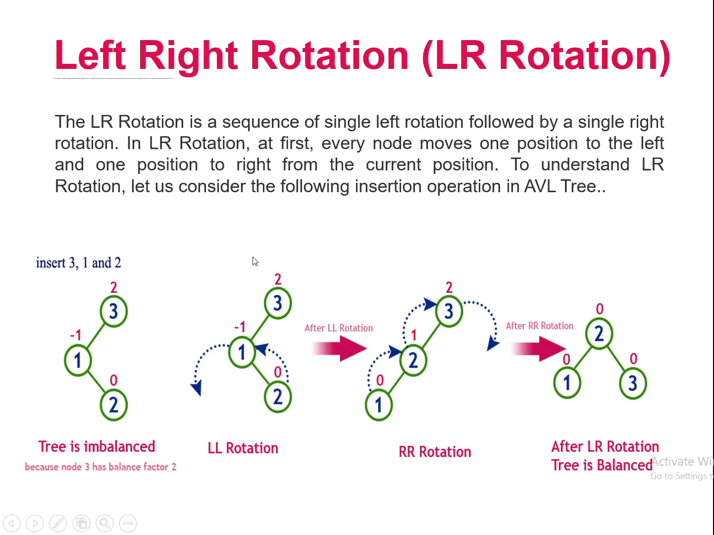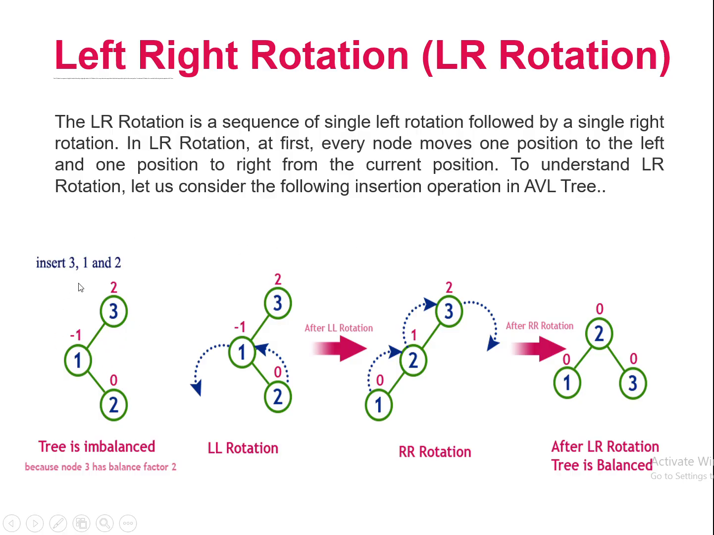And this is LR rotation. LR rotation is also the same, completely opposite of RL. LR rotation is a sequence of a single left rotation followed by a single right rotation. In LR rotation, at first every node moves one position to left and one position to right from the current position. To understand these rotations, let us consider the following insertion operation in AVL tree.